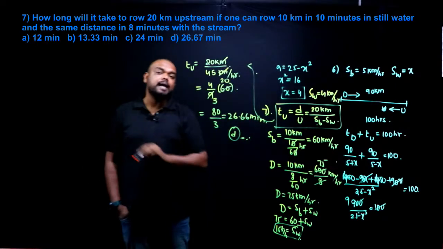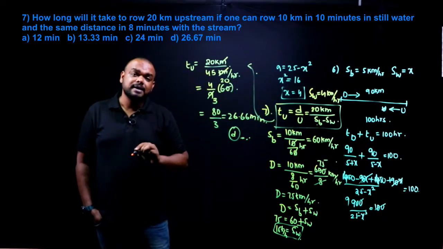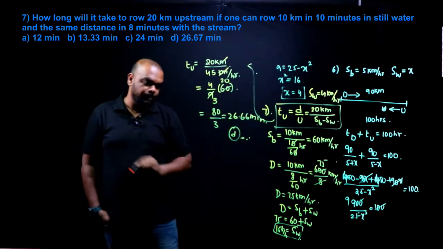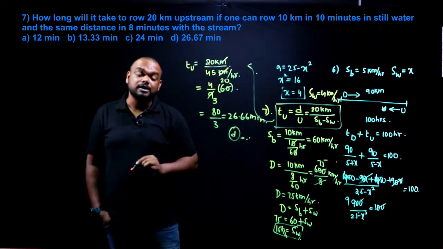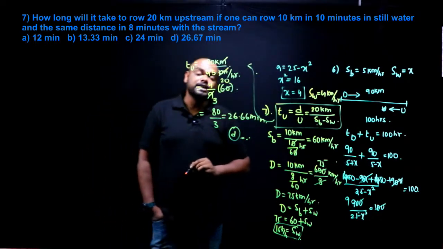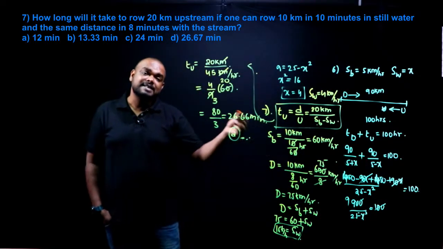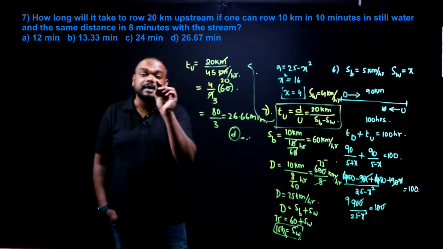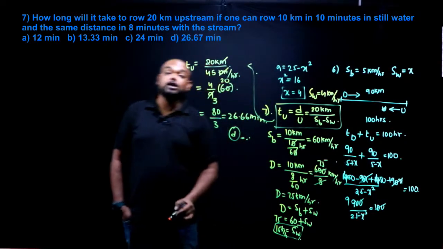Again, he told us that a boat can travel the same distance in 8 minutes in the same direction as that of the water, that is that of the stream, that is downstream. So he's talking about the same distance, that is 10 kilometers, and during the downstream it takes only 8 minutes. So distance is there, time is there. I can calculate the downstream speed. Once again, speed is distance traveled by time taken. Distance is the same 10 kilometers, divided by time given, 8 minutes, that is 8 by 60 hours. So this goes to the numerator. 600 by 8 will give us 75 kilometer per hour.